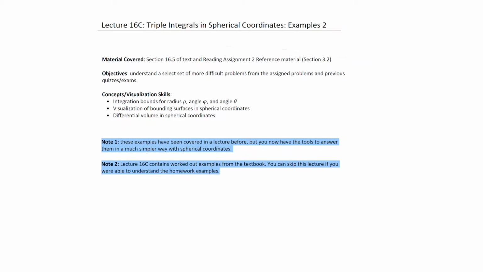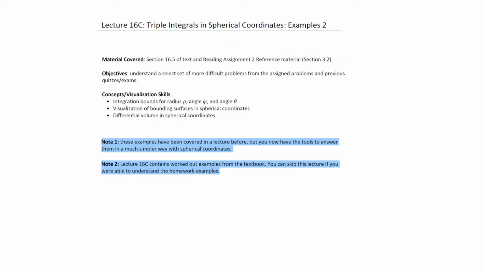Welcome to Lecture 16C, Triple Integrals in Spherical Coordinates, and a set of examples which are a little bit more challenging. Again, this material is covered in section 16.5 of the text, and reading assignment 2, reference material from section 3.2. This is not mandatory reading.